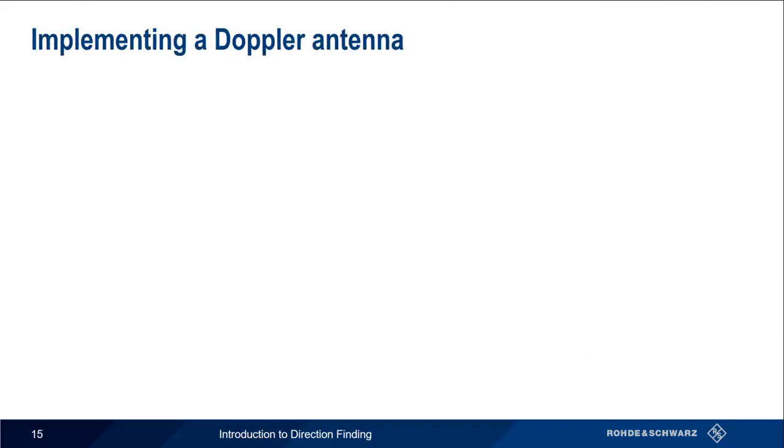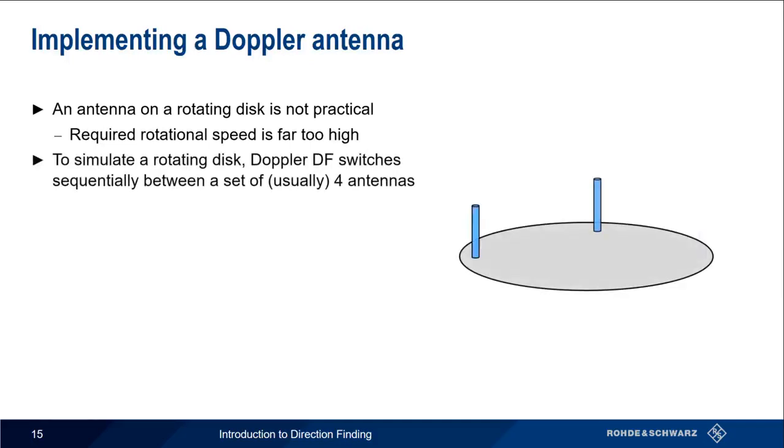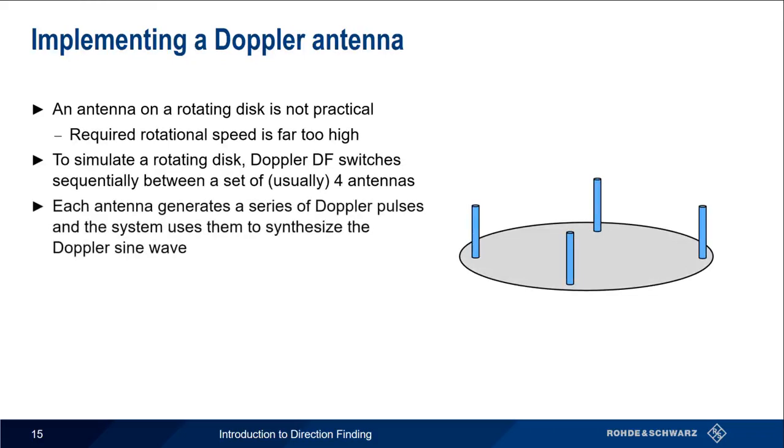There is, however, a slight issue with this methodology as we just described it. Namely, an antenna on a rotating disc is not practical. The required rotational speed is much too high to be physically implemented as a vertical antenna on a spinning disc. We can, however, simulate a rotating disc by using an array of antennas, usually 4, and then rapidly switching between them. Each of the antennas is used to generate a series of Doppler pulses, and the system uses these pulses to synthesize the Doppler sine wave. Needless to say, the switching between the antennas must be very fast in order to accurately synthesize the Doppler sine wave using inputs from 4 discrete antennas.